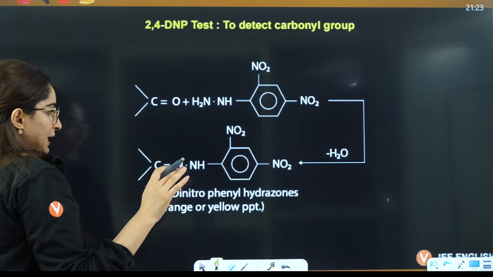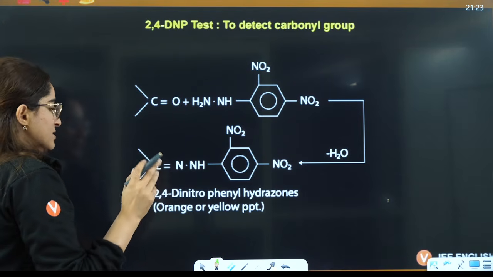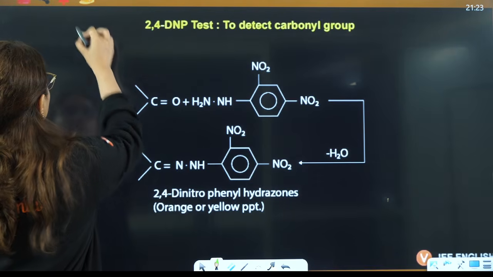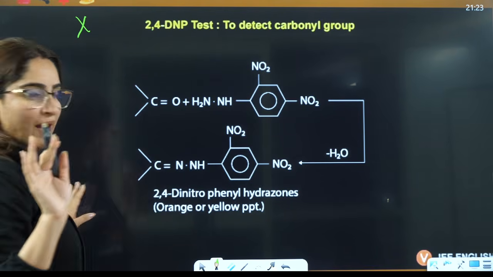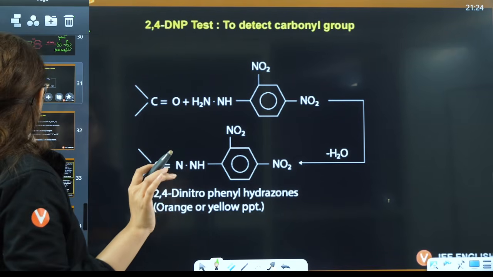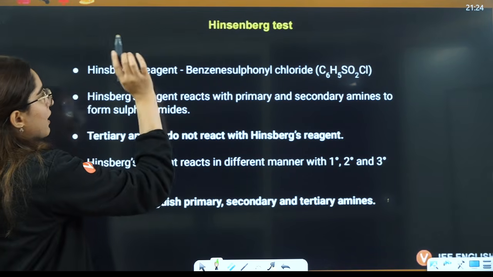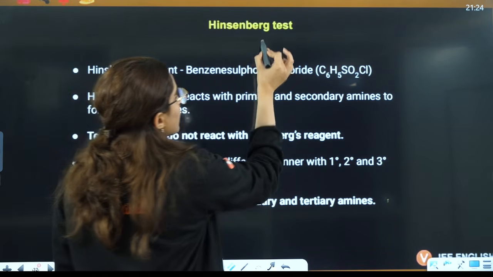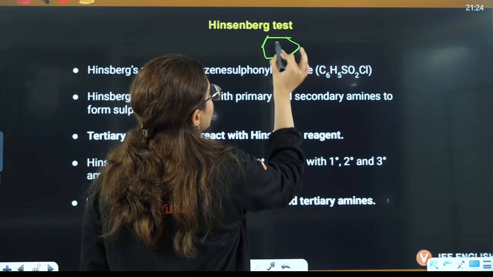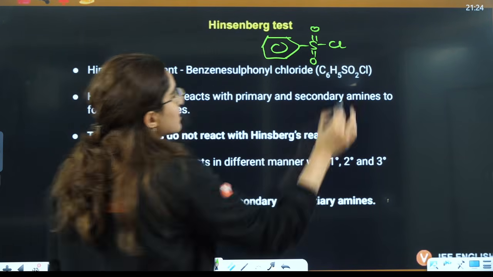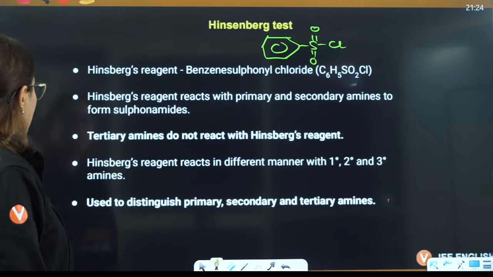Now simply, 2,4-DNP test means, this also I'll show you later on, right? I'm just marking a cross here. I'll tell you why I'm marking a cross here, okay? Because I'll tell you this after some time, okay? So Hinsberg test. Hinsberg test is, this is the Hinsberg reagent, that is benzene sulfonyl chloride, S double bond O, Cl. This is the Hinsberg reagent. Now let's see how it reacts.